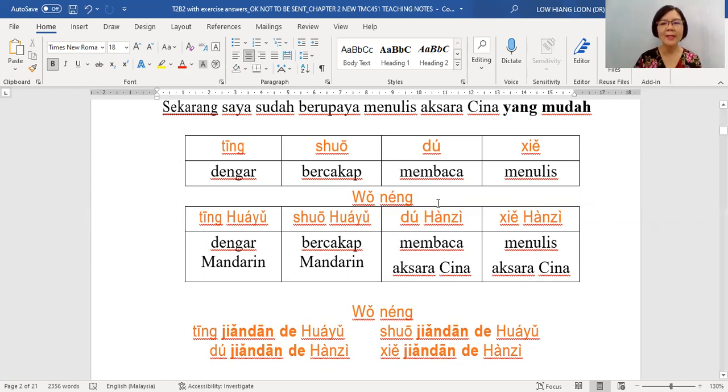Come to the next. Actually, what you need to learn is not only 我能写. In the process of learning Mandarin, you need to be able to think. Everybody follow? 听. Listen. 说. To speak. 读. Read. 写. To write. So, these four are the four skills to learn any language. We always memorize them together. 听, 说, 读, 写. Say that.